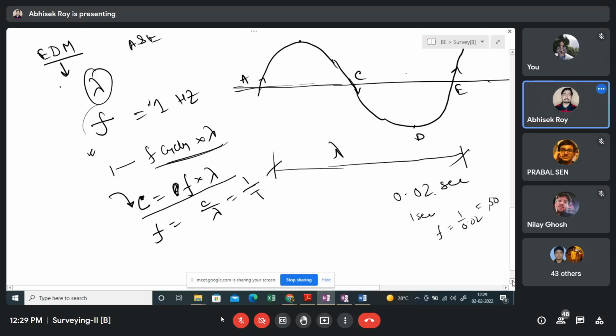So if the frequency is 10 to the power 3 hertz, what does that mean? Or if the frequency is 10 to the power 4 hertz, what does that mean?